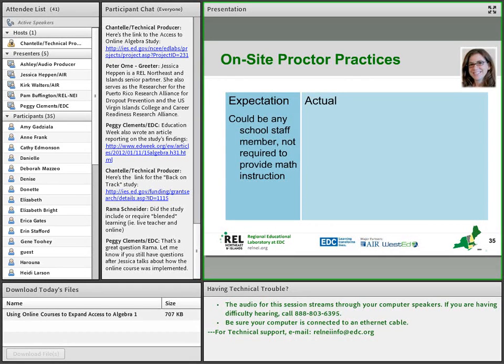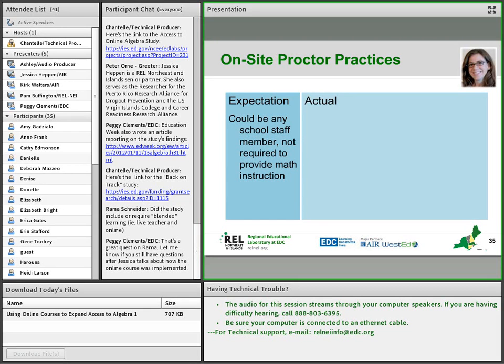The proctors were responsible for making sure students had access to technology. They were responsible for supervising student behavior, proctoring exams, and serving as a liaison between the online teacher and the school and parents and students. They weren't required, as you can see on this slide, to be a math teacher or to provide math instruction. We didn't require that of schools because, of course, one of the reasons these schools don't offer Algebra I typically may be because they don't have a math teacher who has the time available to do so. So we certainly didn't want to require that of schools.